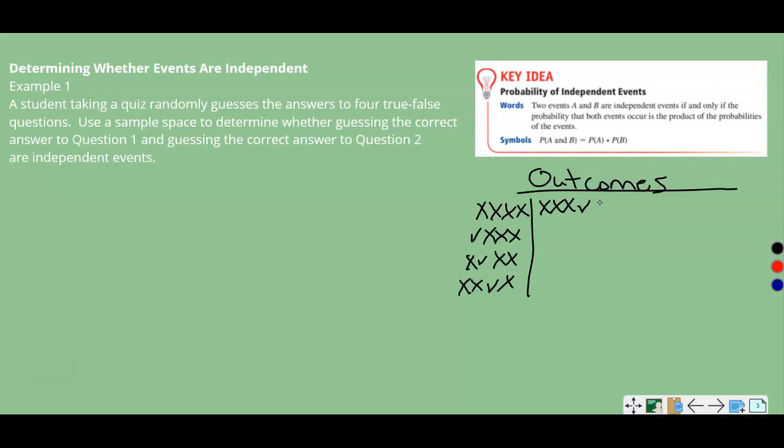Now we can have maybe 2 correct answers. So let's start with 2 wrong and 2 correct. And then let's move one of the check marks over one. So we've got 1 incorrect, 1 correct, incorrect, incorrect.